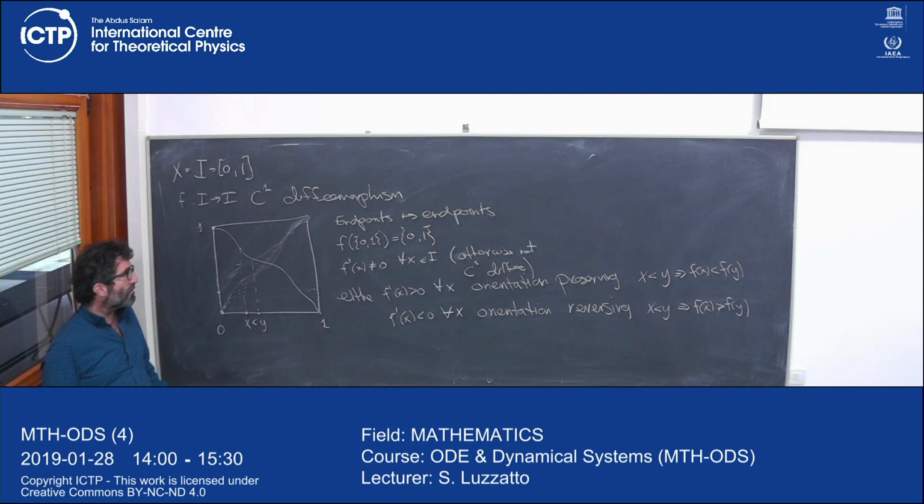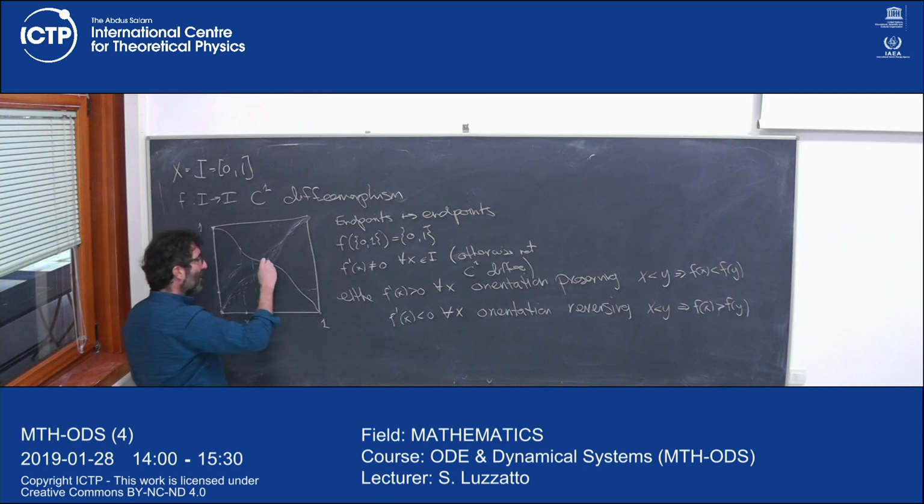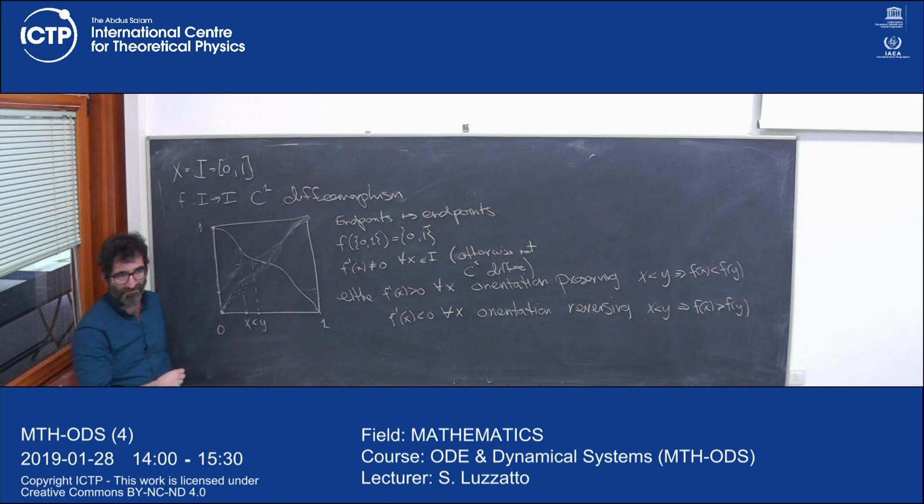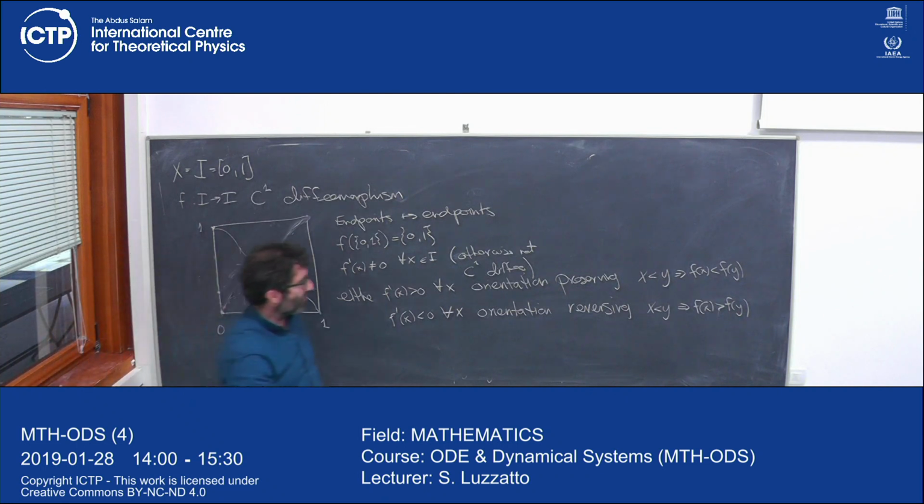Okay, so fixed points. In the orientation reversing case, there can only be one fixed point. Why is that? Because a fixed point is where the graph intersects the diagonal, y equals x. And in this case, it can only intersect the diagonal in one point, because it is monotonically going from left to right and it cannot come back on itself. So in the orientation reversing case, there is only one fixed point.